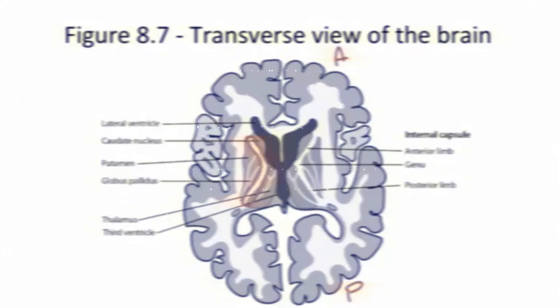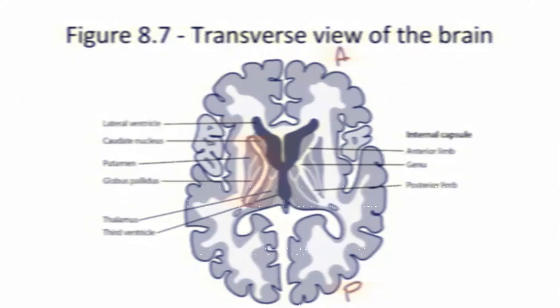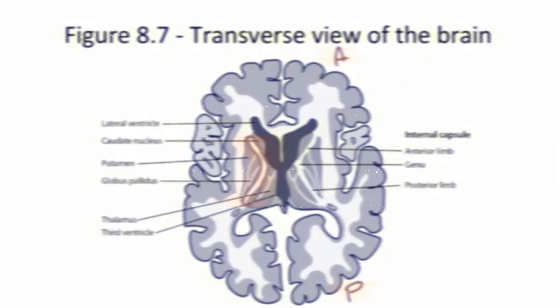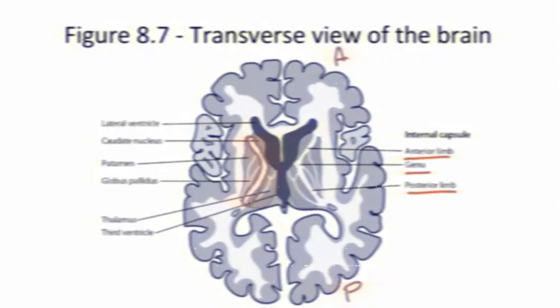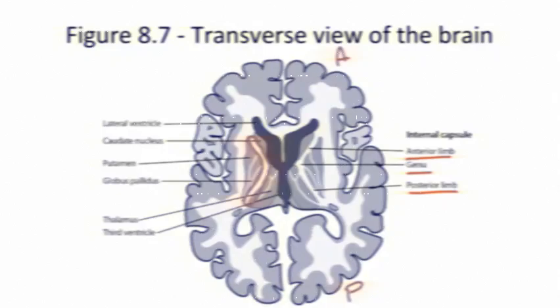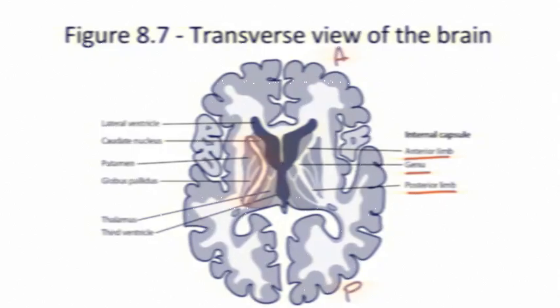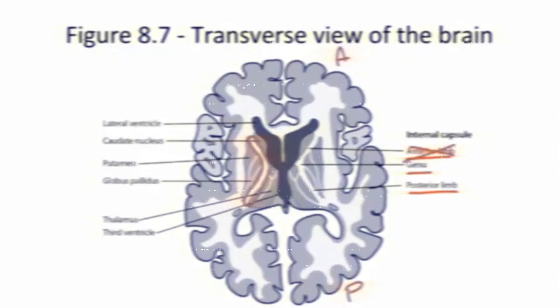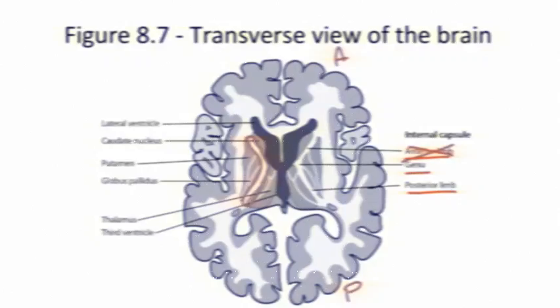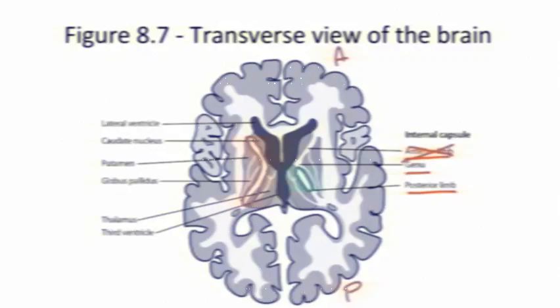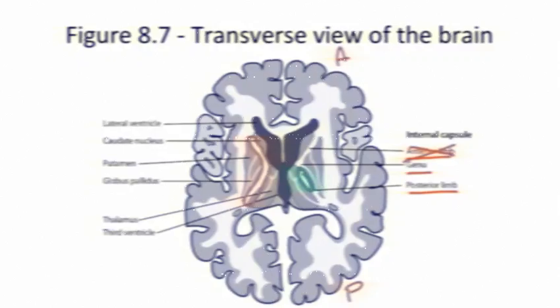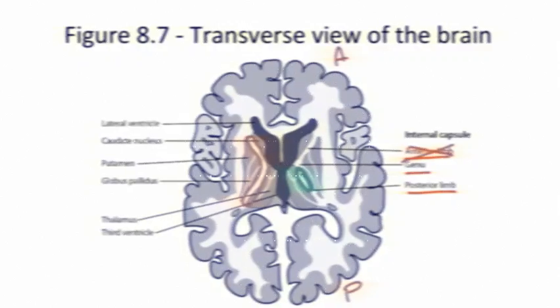It's important to know that the internal capsule is broken down into 3 parts, which can more easily be seen on this transverse section. We have the anterior limb, the genu, and the posterior limb. The anterior limb contains fibers from the basal ganglia, cerebellum, and other structures, but this isn't particularly high yield for step 1. For step 1, it's most important to remember that the anterior 2/3 of the posterior limb, so about right here, contains motor fibers or axons of the corticospinal tract.